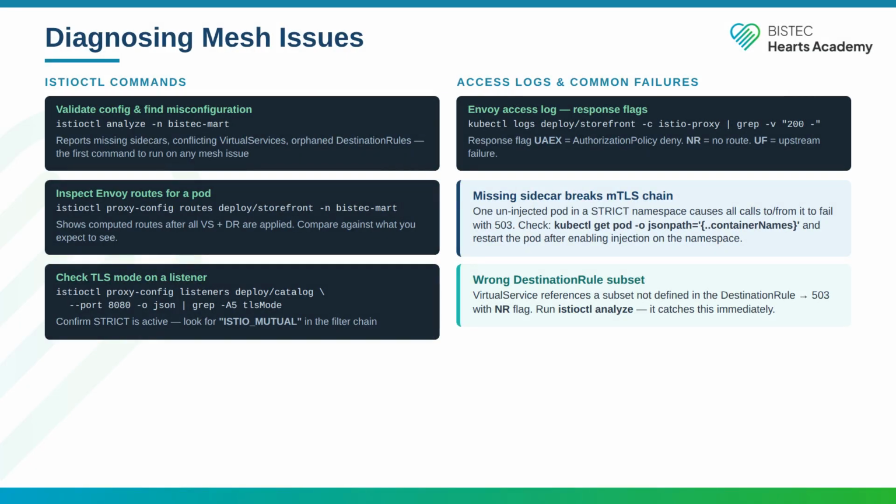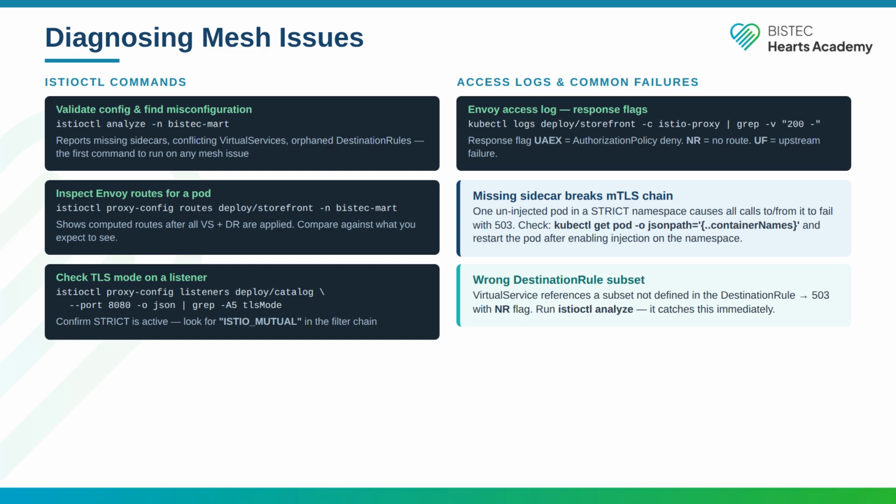When something breaks in the mesh, you have three primary diagnostic tools. The first command to run is always istioctl analyze. It validates every Istio resource in the namespace against known rule sets and reports specific problems. A missing sidecar, a virtual service referencing a non-existent destination rule subset, conflicting peer authentication scopes. Run it before doing anything else. It often identifies the root cause in seconds.